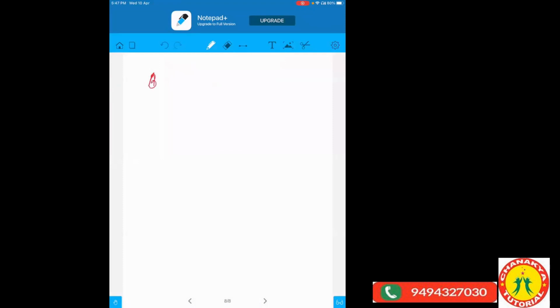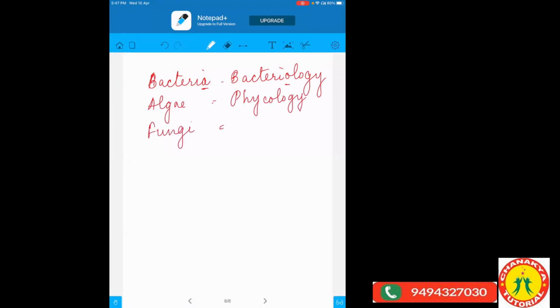Bacteria study is called bacteriology. It is easy to learn, right? Only A you need to remove and then O you need to write. Bacteriology. Then algae. Algae study is called phycology. So it is a completely different name. Then fungus study is called mycology. And then protozoa study is called protozoology.